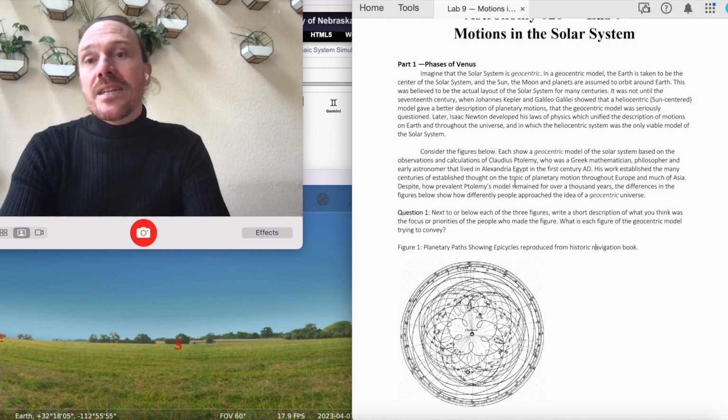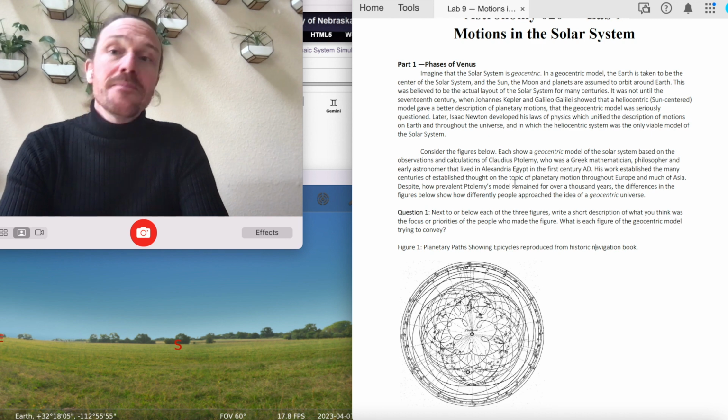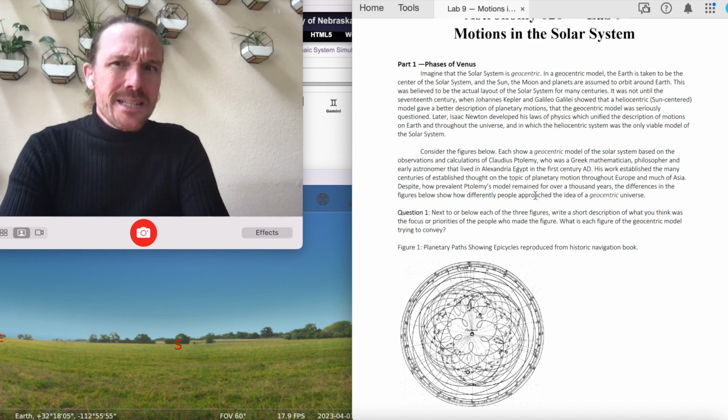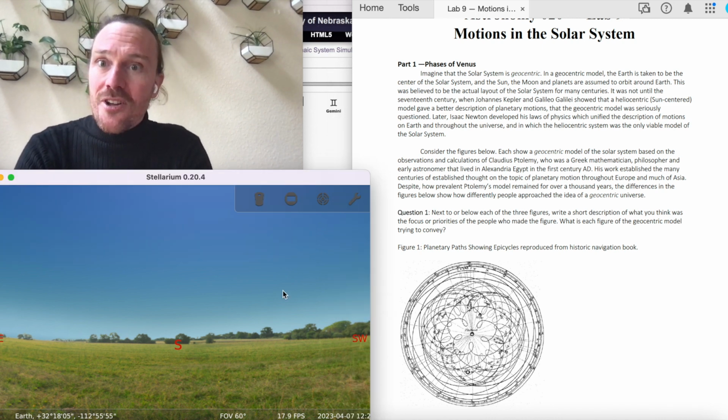Well, they found that sometimes those planets behaved strangely. In other words, they went backwards instead of forwards. What does that mean exactly? Well, we can check that out with the help of a virtual sky simulator, Stellarium.